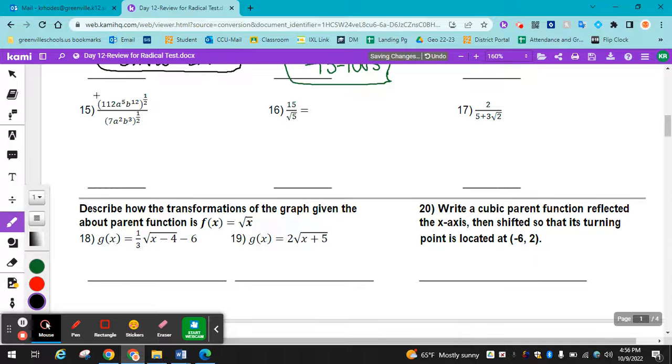Keep going. They're both 1/2, so it's like taking the square root of the whole fraction. And then we're going to go ahead and divide these. So 112 divided by 7 is 16. When you divide like bases, you subtract their exponents. So that's 3, and that's 12 minus 3 is 9. We're taking the square root, so every 2, 1 comes out. The square root of 16 is 4. 1a will come out. 1 will be left in.